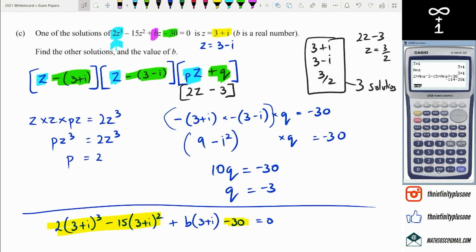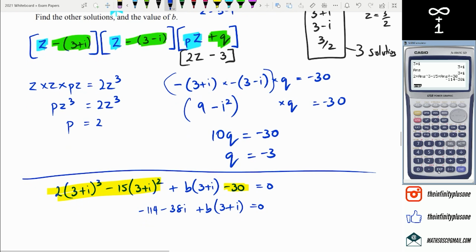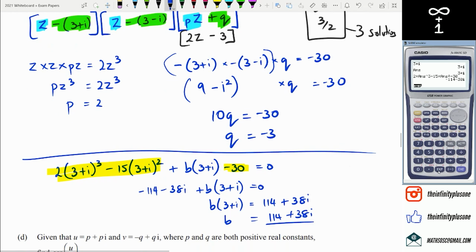So what this gives me is negative 114 minus 38i. So all I've done is calculated whatever this yellow part here is. The yellow part is equal to minus 114 minus 38i, plus b times (3 plus i) is equal to 0. So I'm going to rearrange it. So I've got b times (3 plus i) equals 114 plus 38i, and then b is equal to 114 plus 38i divided by 3 plus i.